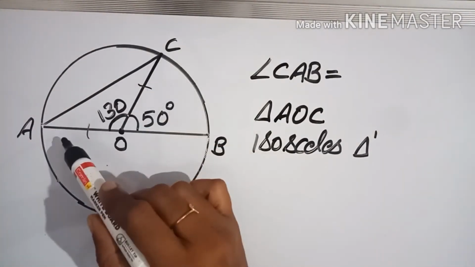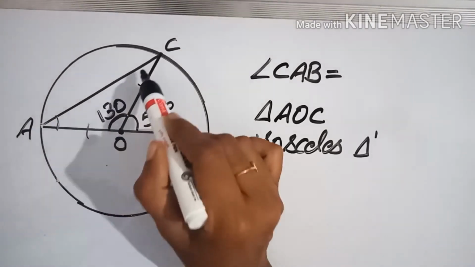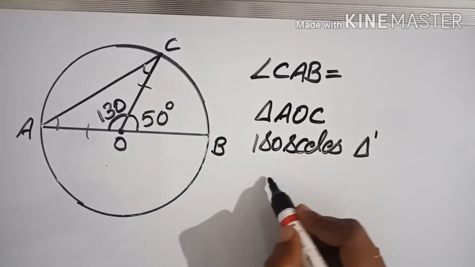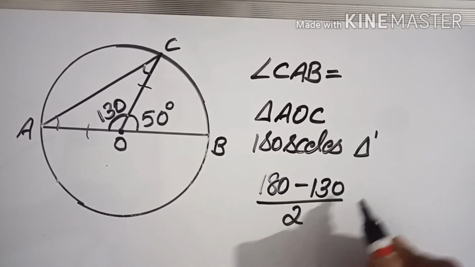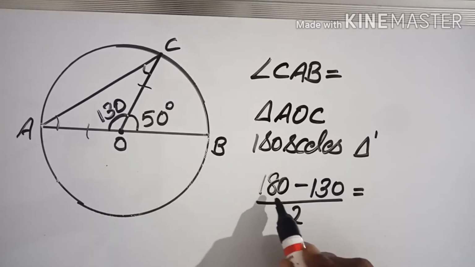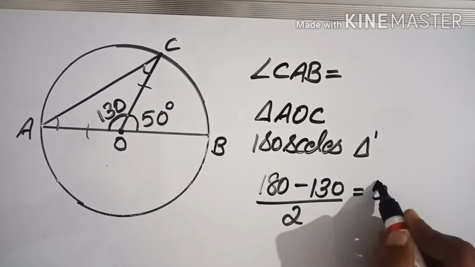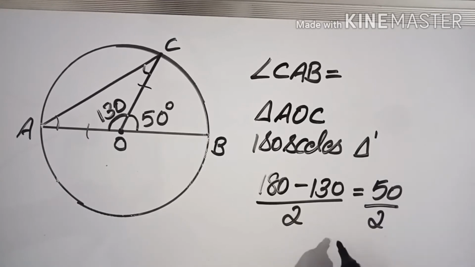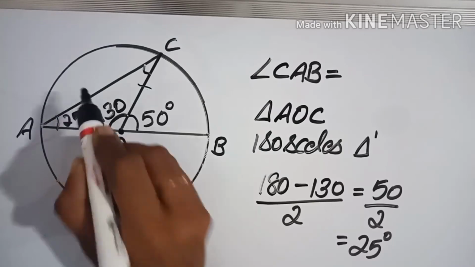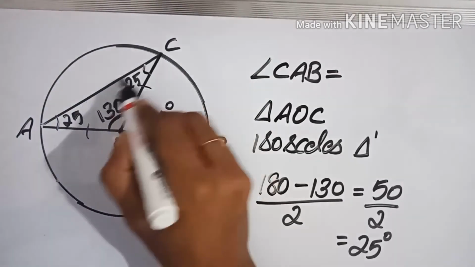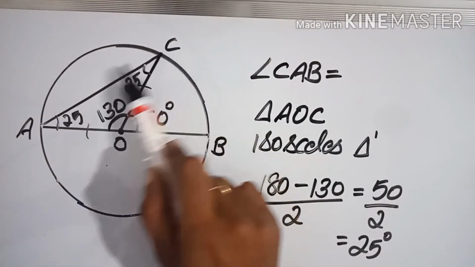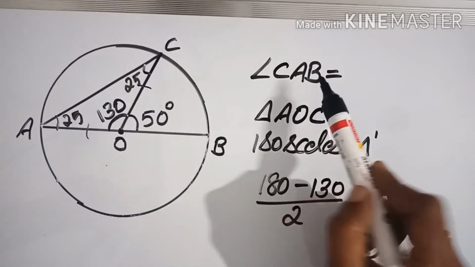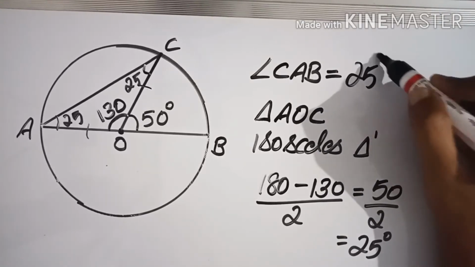Now for an isosceles triangle, in order to find these two equal angles, what is the step? 180 minus 130 whole divided by 2. So this is the method. 180 minus 130, that is 50. So 50 by 2, answer is what? 25 degree. That means angle A is 25 and angle C also 25 degree. Our question is calculate angle CAB. That is angle CAB is 25 degree.